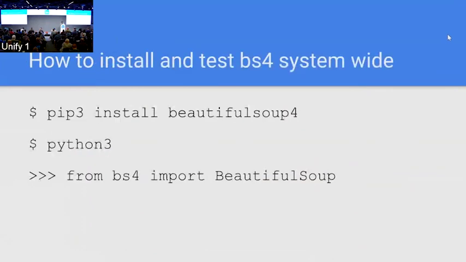To install Beautifulsoup system-wide, we could use the pip package manager. We could do pip3 install Beautifulsoup, and once you put that into the terminal or command prompt, the packages will install. Then you can test the installation just by importing it: from bs4 import BeautifulSoup.